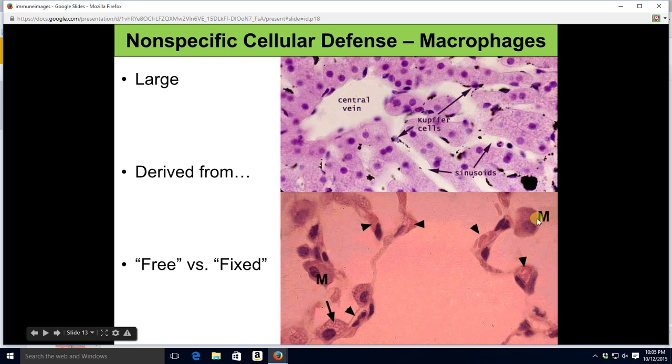So macrophages in the lungs, which we have down here, these are known as dust cells. And they're free macrophages, in that they've got to travel through the lungs to catch all the nasty stuff. Whereas the macrophages in our liver, these Kupffer cells, they are fixed. They allow the blood to come to them.